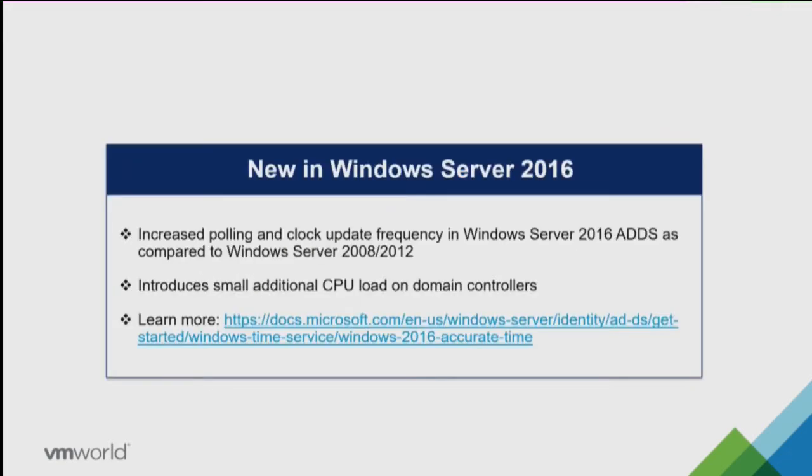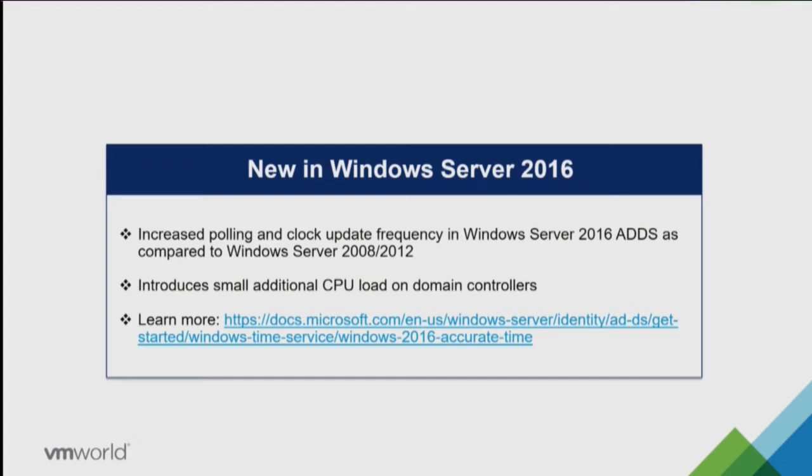Now, one thing is slightly different with Windows Server 2016. The polling frequency and the frequency with which it updates the clock has increased, which is a good thing. You're going to stay more in sync. The sort of bad thing is that it introduces additional CPU load onto your domain controllers, and really all servers, but domain controllers are primarily what's important. Now, Microsoft has an exhaustive knowledge base article on this, and I'll only spoil it a little bit for you. In the vast majority of cases, this doesn't matter. It's not going to be enough to move the needle.